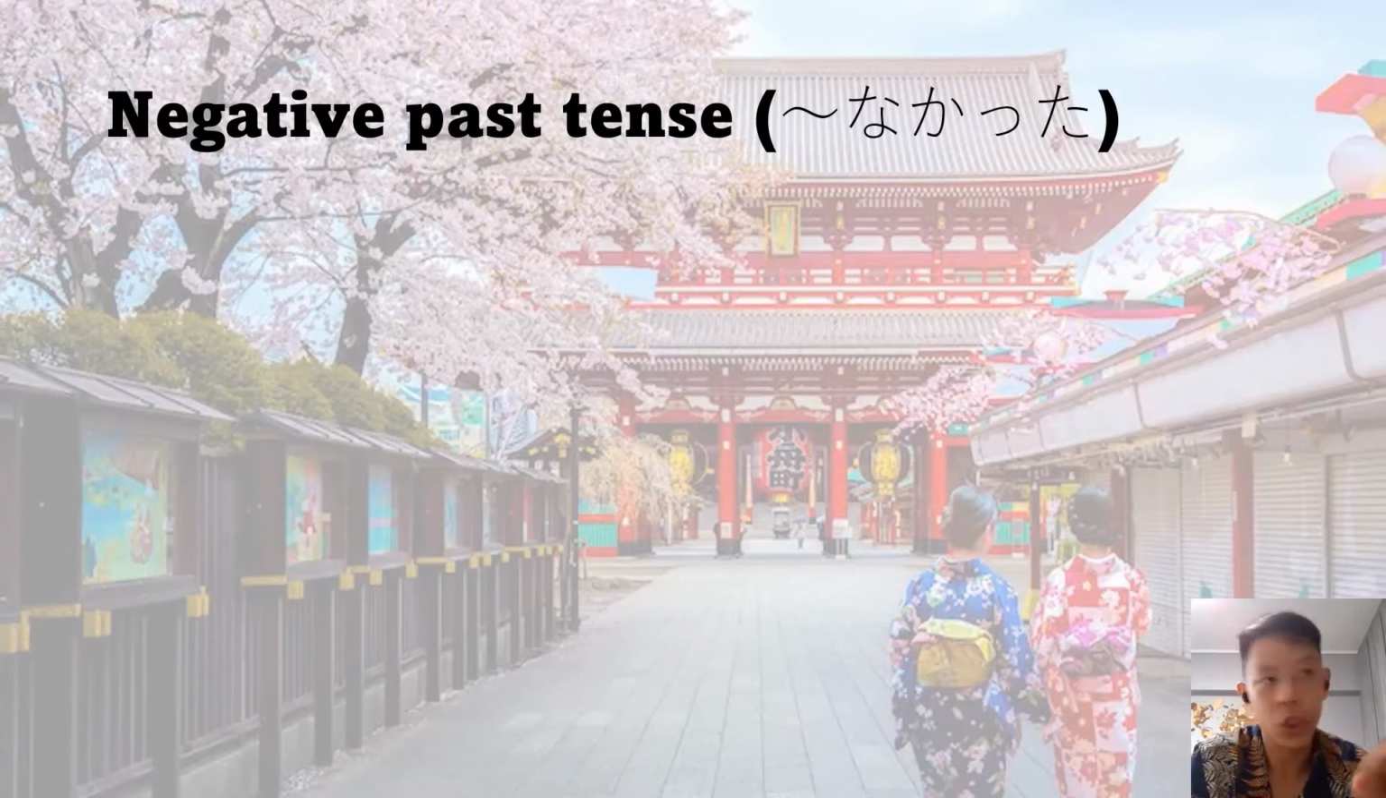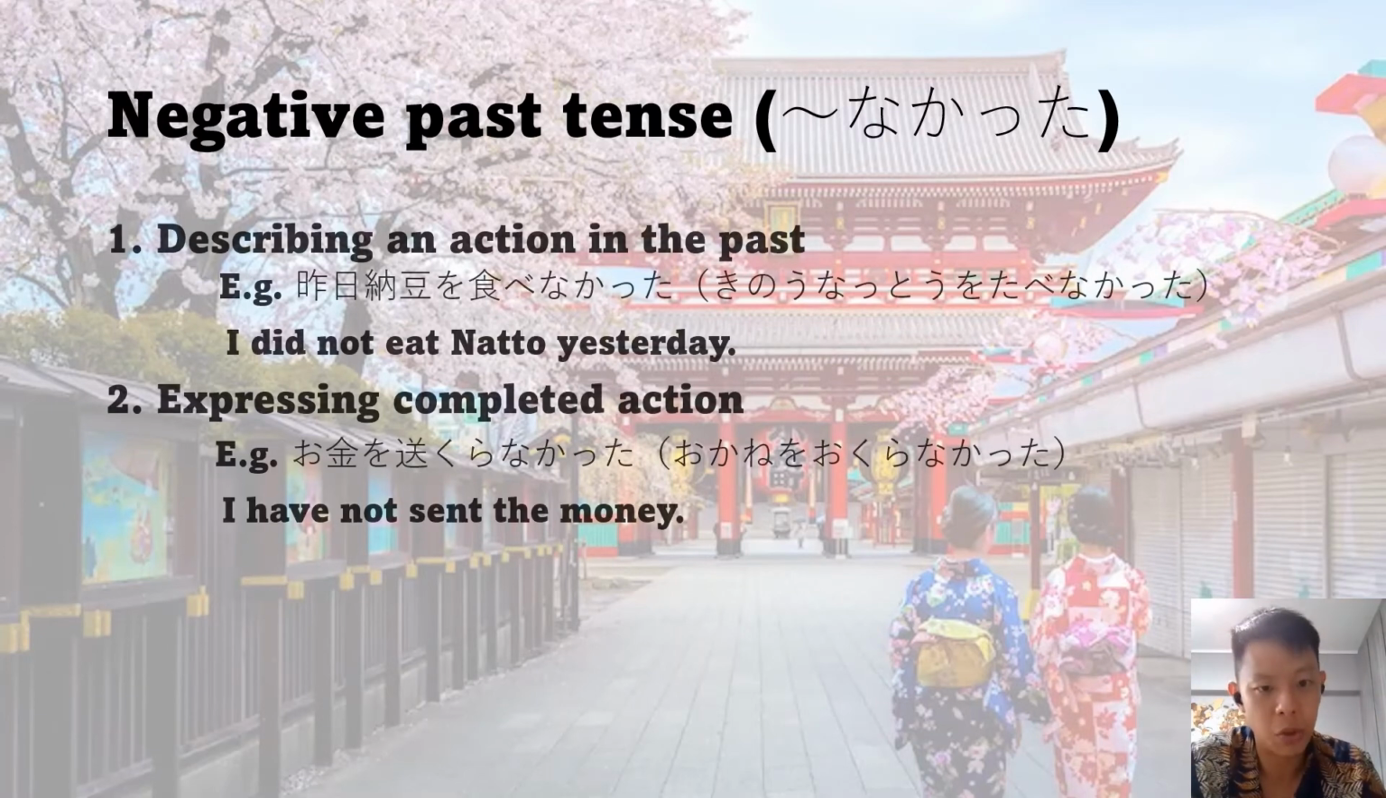The verbs would usually end with nakatta. Again, it's the same as the past tense, except that it's negative. So you would use it to describe an action that didn't happen in the past. I did not eat natto yesterday would be kino natto tabenakatta. Or okane o okuranakatta. I have not sent the money.